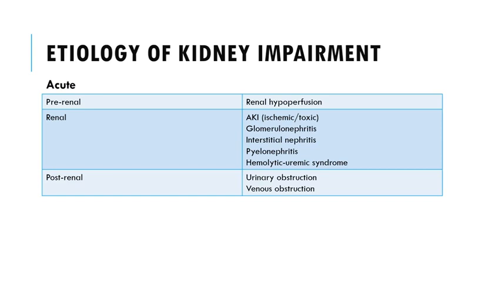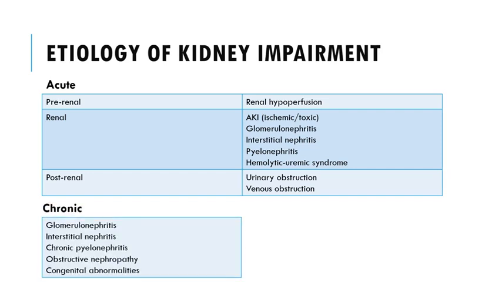Your intrinsic or renal factors are things like ischemic or toxic damage to the kidneys that cause acute kidney injury, pyelonephritis, glomerulonephritis, HUS. Post-renal are things that happen after the kidney, and it's usually an obstruction, and this obstruction can be urinary or venous. When we look at chronic causes of kidney impairment, then it's your chronic conditions such as glomerulonephritis, obstructive nephropathies, congenital abnormalities.